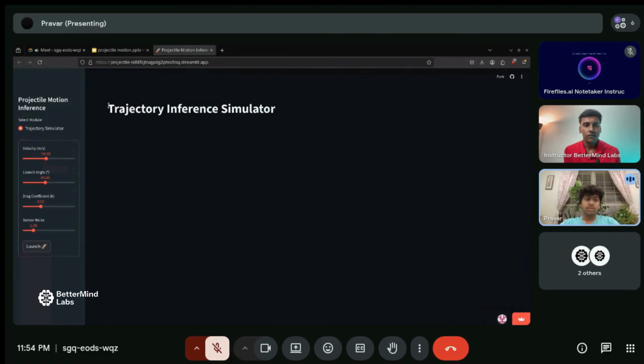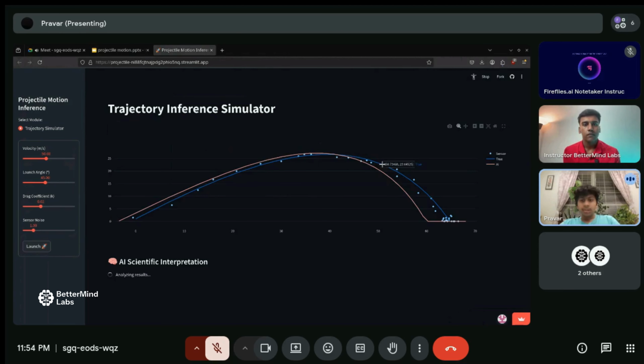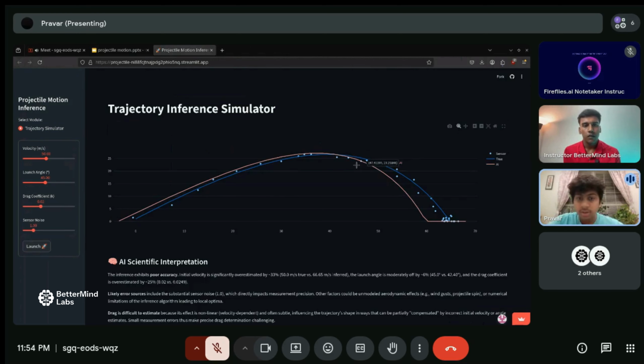Okay. Yep, this is our app. So basically, on the left, as you can see, there's a selection bar. So you can select the velocity, the launch angle, the drag coefficient, and the sensor noise. So let's just do this. You see the light blue dots here. That's basically all the AI sees. It does not see the dark blue line behind it. All it sees is these light blue dots.